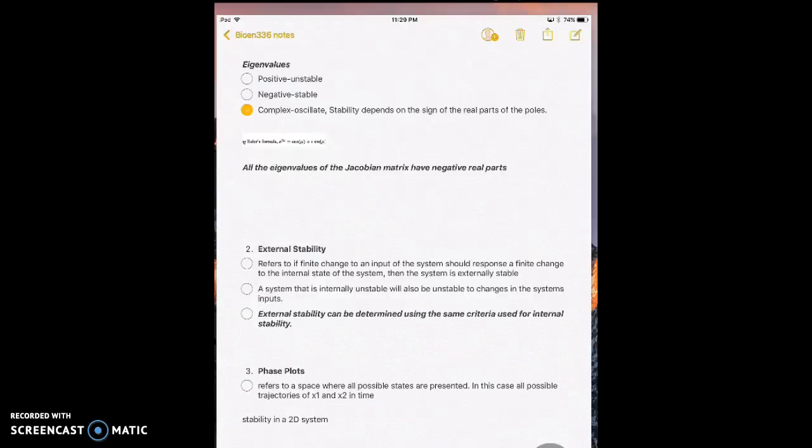Another tool that will help us to understand the stability of a system is the phase plot. The phase plot refers to the space where all possible states can be presented, so you can understand whether the system is diverging away from the steady state or converging towards the steady state solution. To demonstrate how the eigenvalues can be used to determine whether the system is stable or not, we can demonstrate on the code.